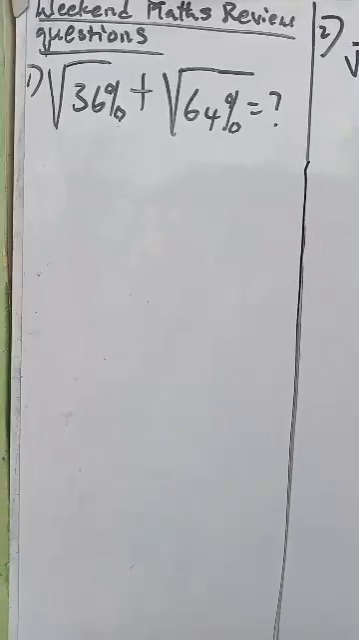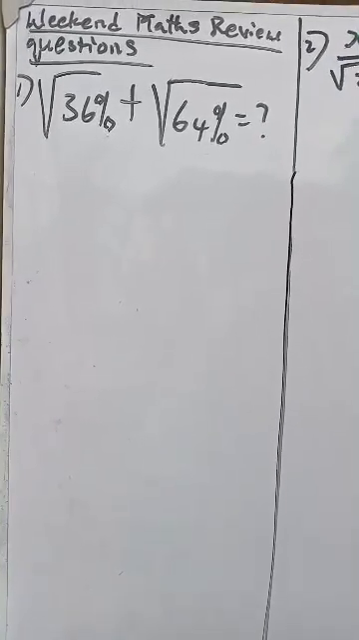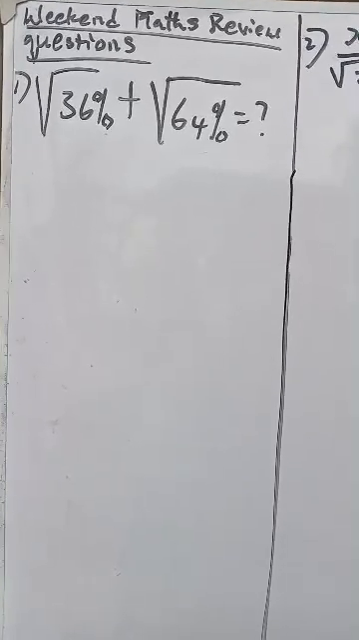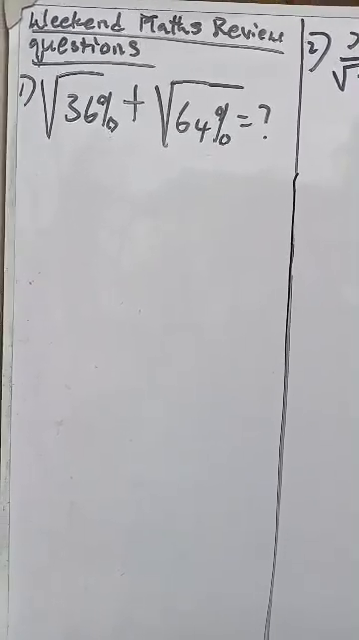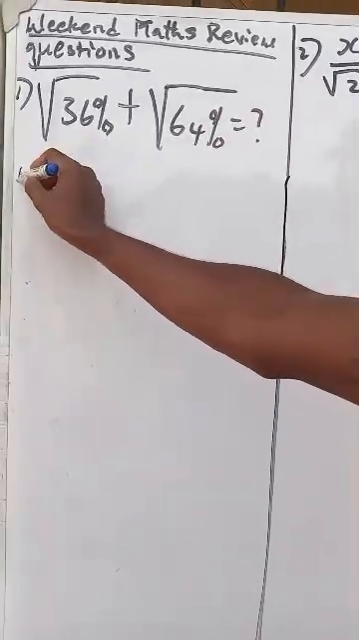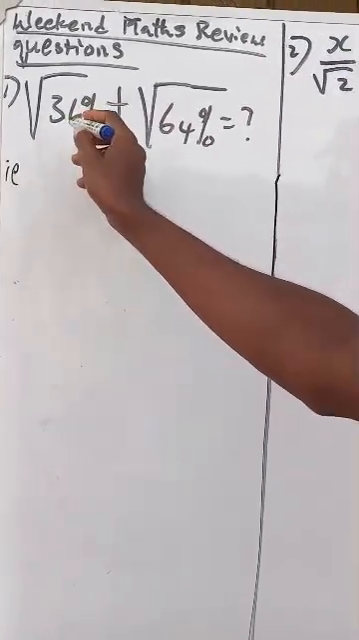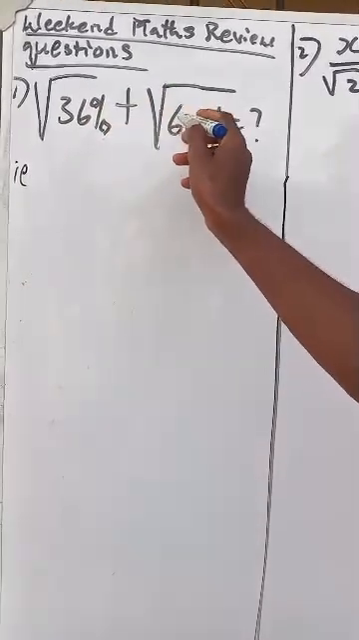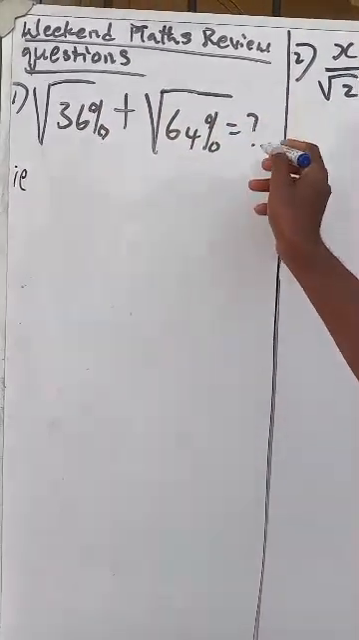Okay, this is the weekend maths review questions on percentage square roots. Now, in solving this question on percentage square root, we have the square root of 36% plus the square root of 64% is equal to an unknown.